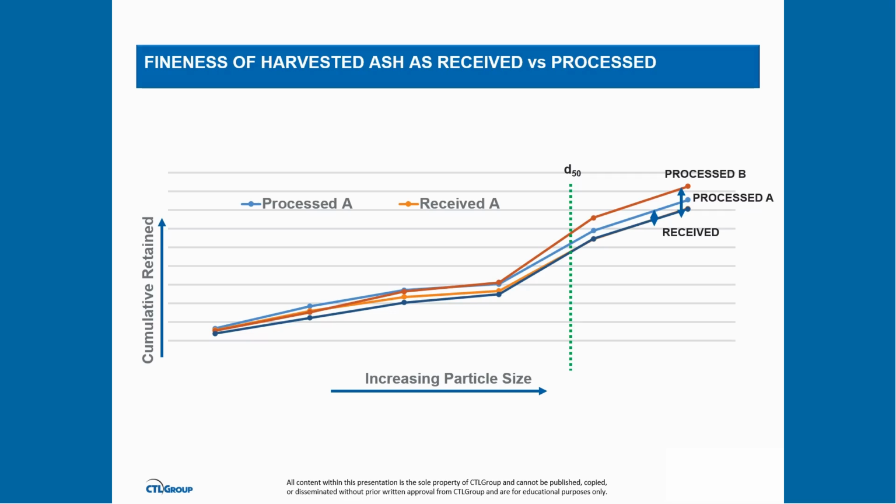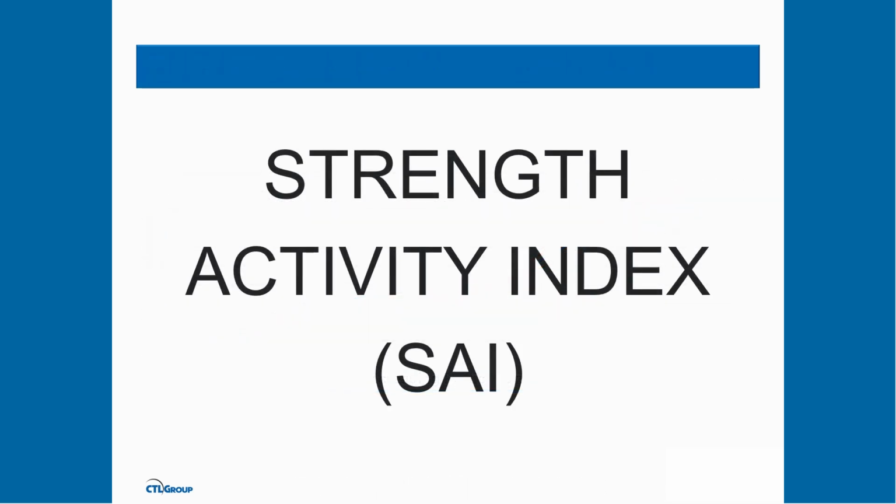What you can infer from this slide is the processed ash is finer when compared to the as received ash. The processed ash A is finer than the as received material, and the processed B is finer than the processed A ash, as you can see. So we saw fineness and how fineness is very important for workability.